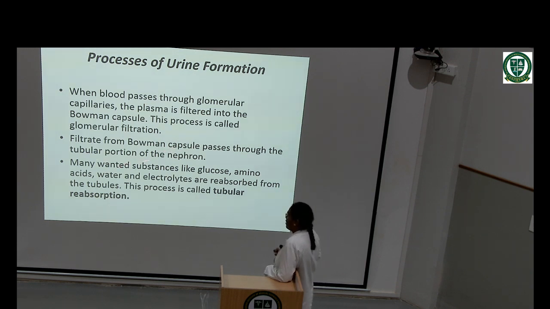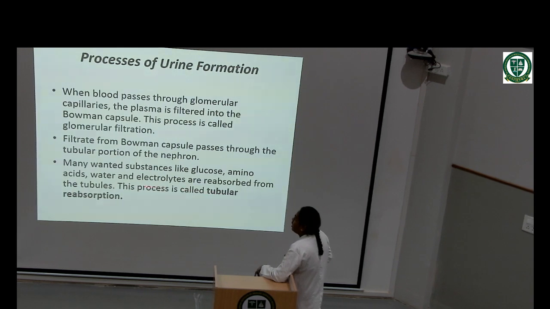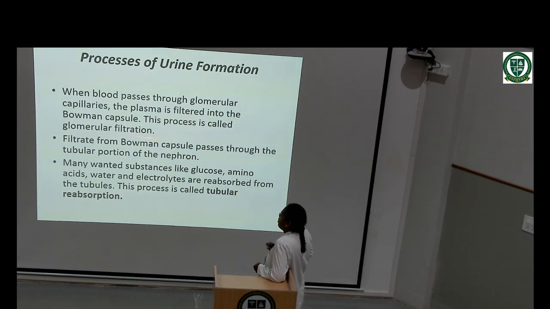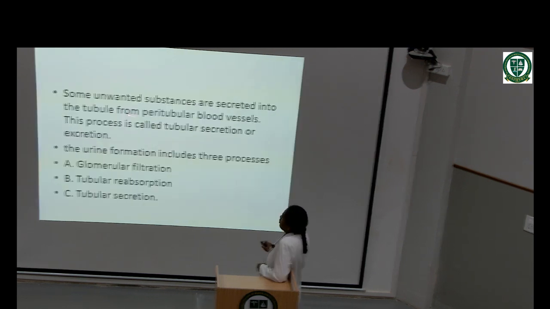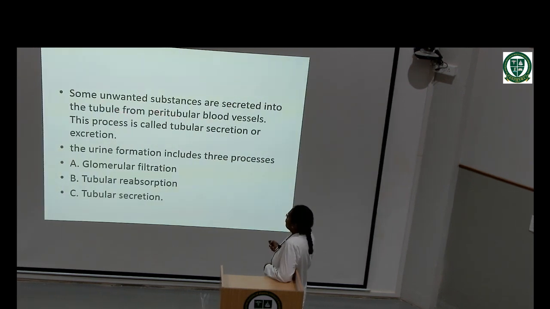Many wanted substances like glucose, amino acids, water, and electrolytes are reabsorbed from the tubules. This is the second step, that is tubular reabsorption. Glomerular filtration is the first step, whereas tubular reabsorption is the second step of urine formation. Third, some unwanted substances are secreted into the tubule from the peritubular blood vessels. The process is called tubular secretion or tubular excretion. This is the third step.